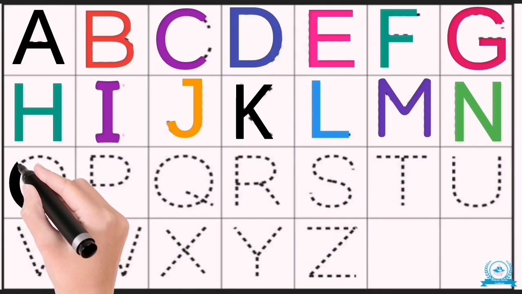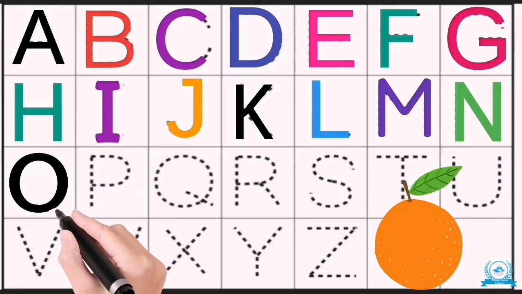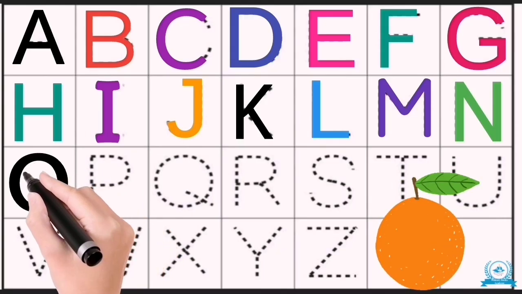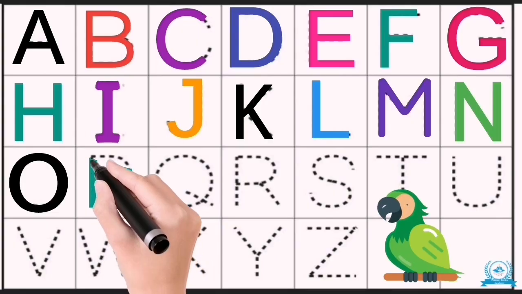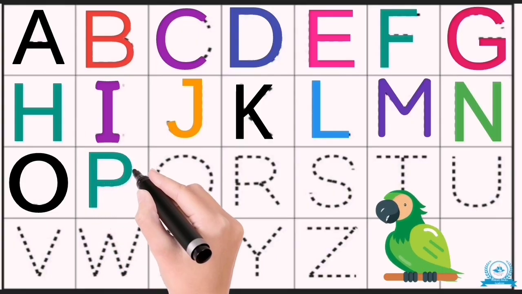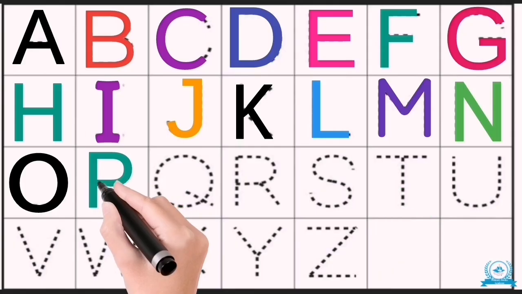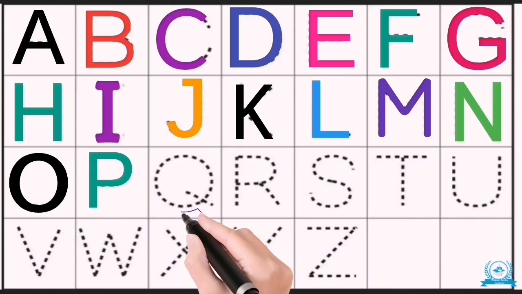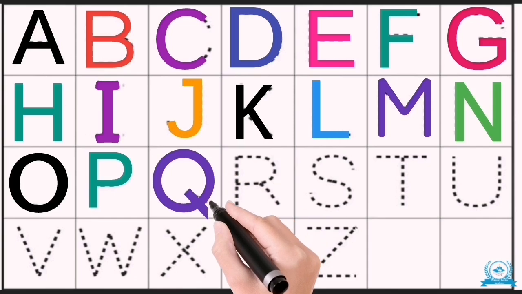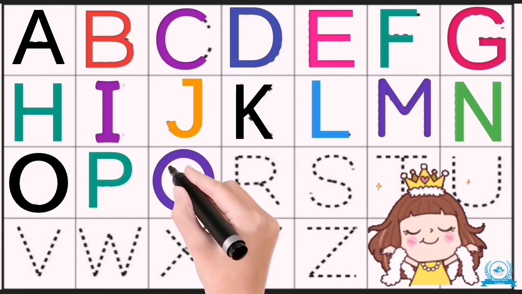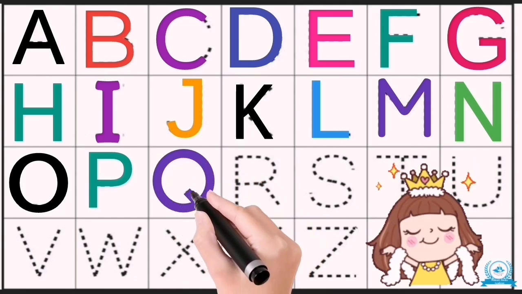O. O for orange. P. P for parrot. Q. Q for queen.